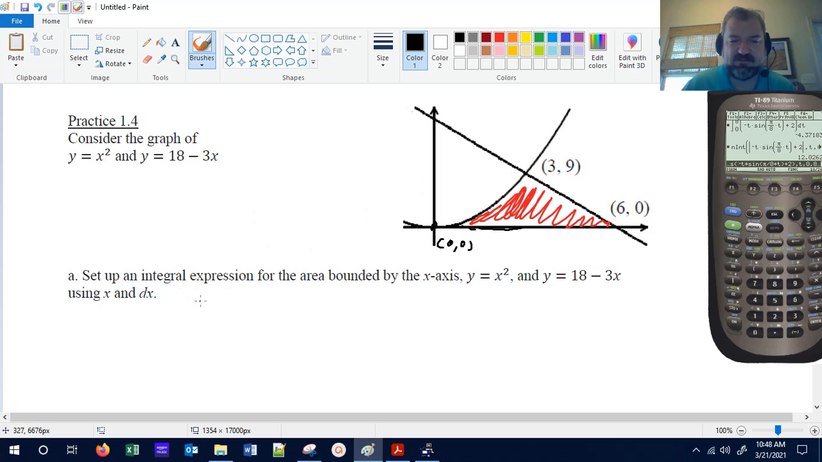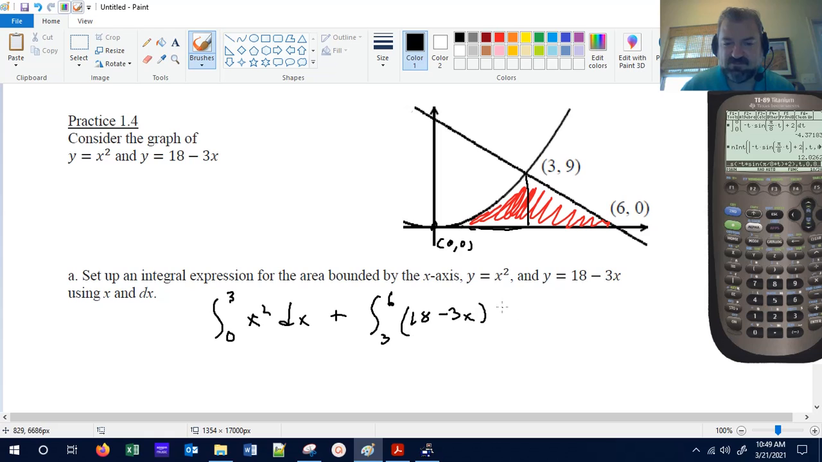So if I'm going to be using dx, I'm going to need to split this up because I've got two different curves. So I'm going to be using the integral, and the top curve here is the x squared. And the bottom curve is, well, just the x-axis. So I just need x squared dx to get the area between the curve and the x-axis. And I'll be using that integral from 0 to 3. Plus, I'll be doing the integral now from 3 to 6 of 18 minus 3x dx. That will be the final one. So that's it using x's.